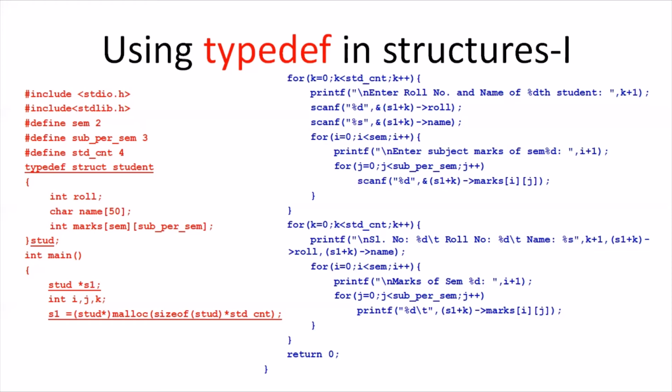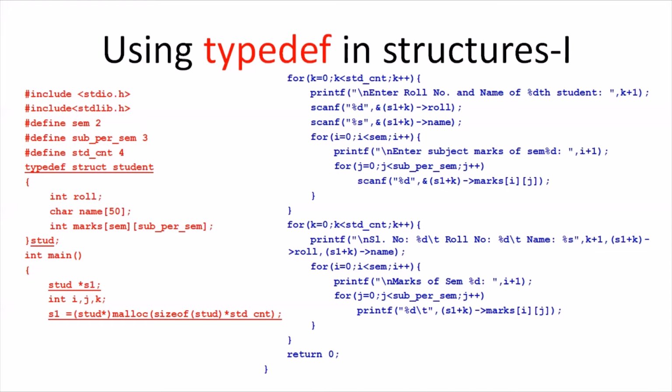So in order to declare a variable of type pointer to struct student, we can simply write stud *s1. S1 here is a pointer to a structure student type of variable. Also, when we allocate memory to the variable S1, we again write stud * instead of struct student *, and sizeof(stud) instead of sizeof(struct student).